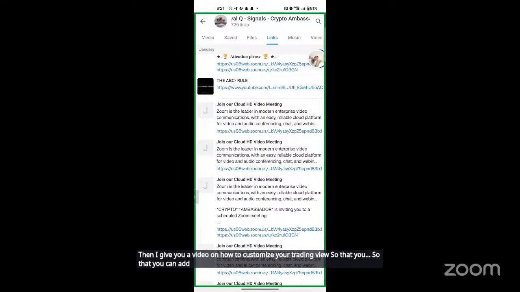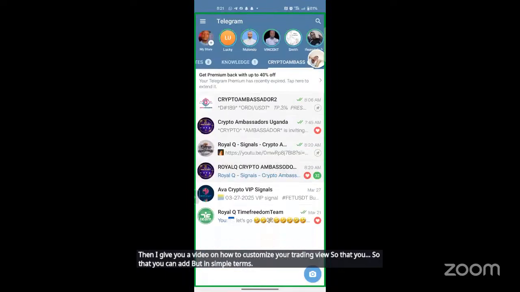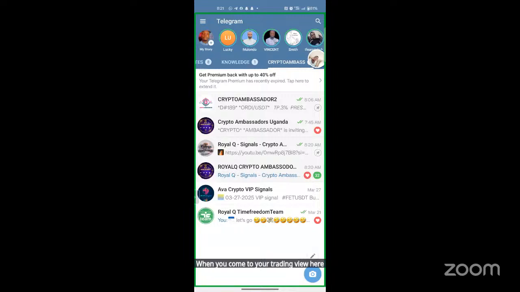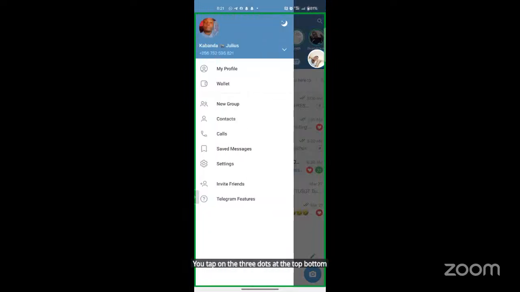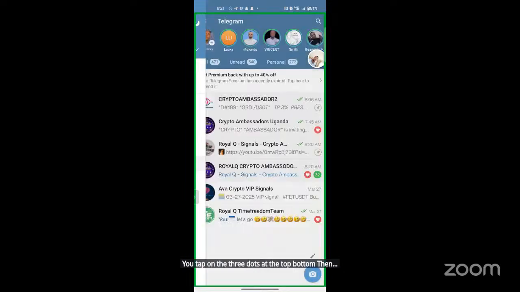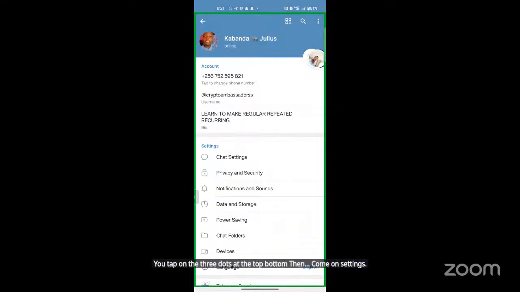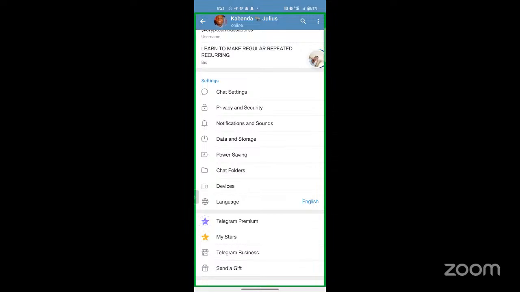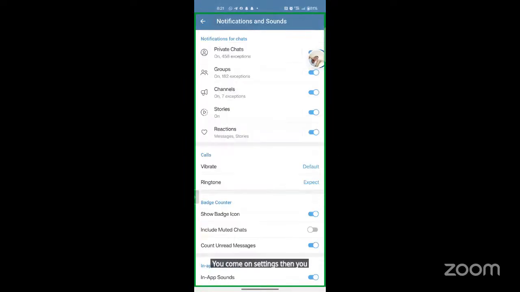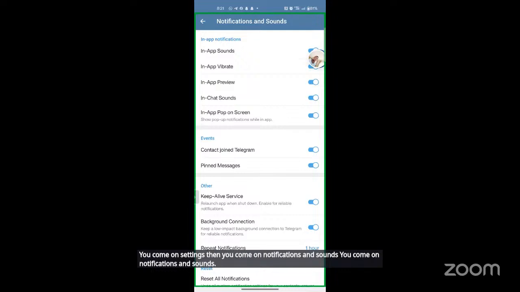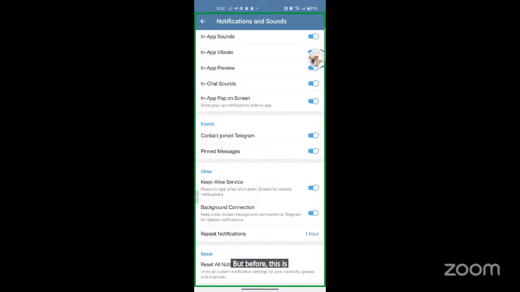But in simple terms, when you come to your TradingView here, you tap on the three dots at the top, then you come on settings, then you come on notifications and sounds. You come on notifications and sounds. This is where you will find the notifications.